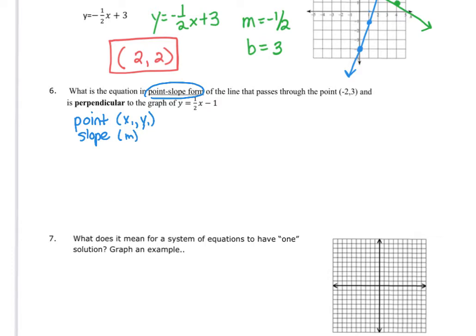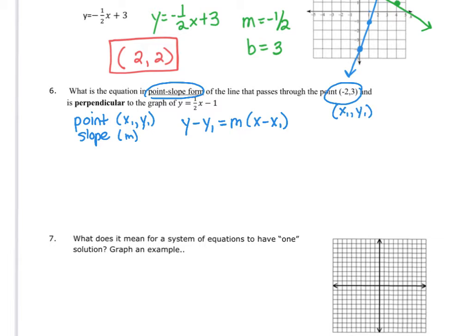When you are given this equation on your formula sheet for your test, point-slope form is y minus y1 equals m, which is your slope, times x minus x1. So you're given the formula on your formula sheet for your test, and we just need to plug things in. They tell us here that our point is (-2, 3), so that is my x value and my y value, my x1 and my y1.